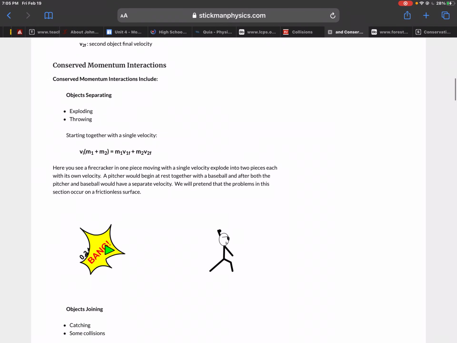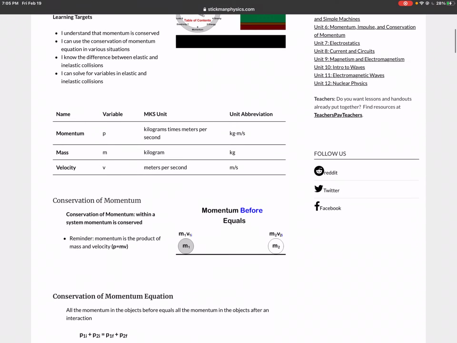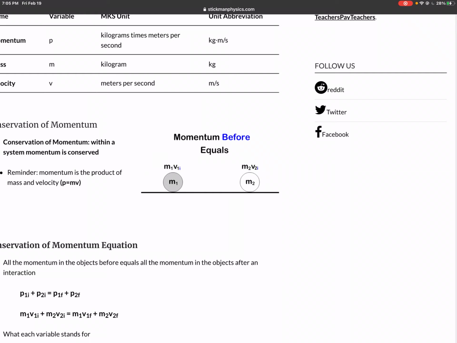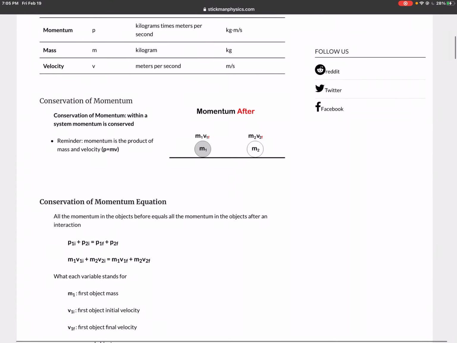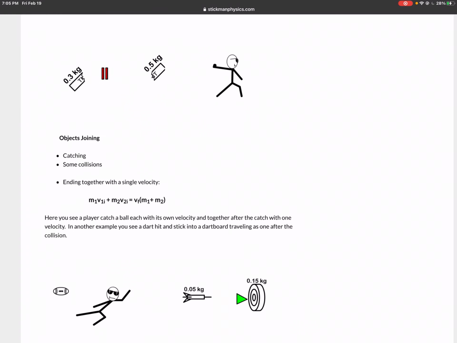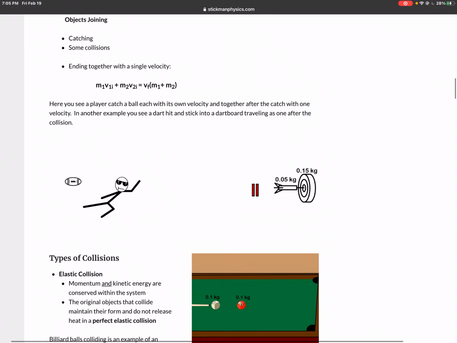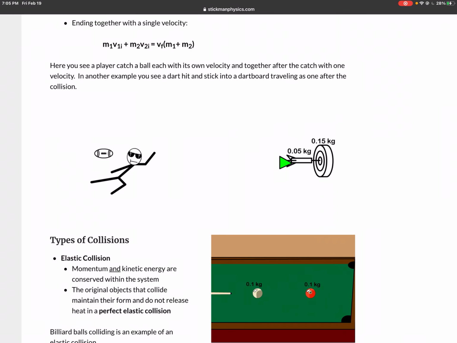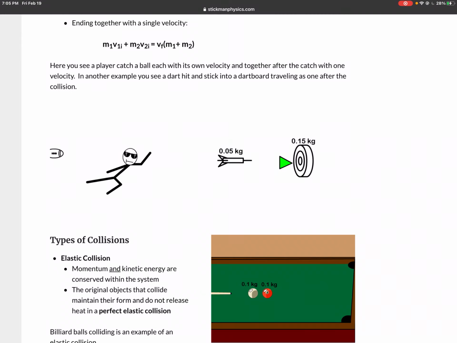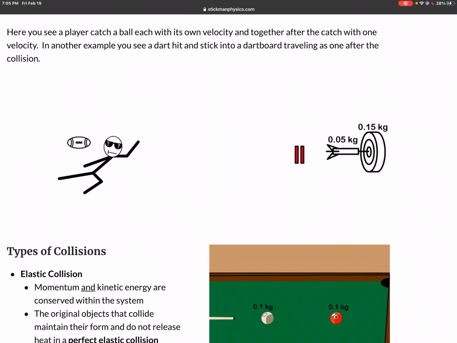Another example: two things move towards one another, and then they move off. According to the law of conservation of momentum, the momentum before the collision equals the total momentum after the collision. So that would be elastic. You also have inelastic. Think about a football being thrown at a velocity to a person who's moving, and then he catches it, and then their final velocities are the same. That would be an inelastic one.